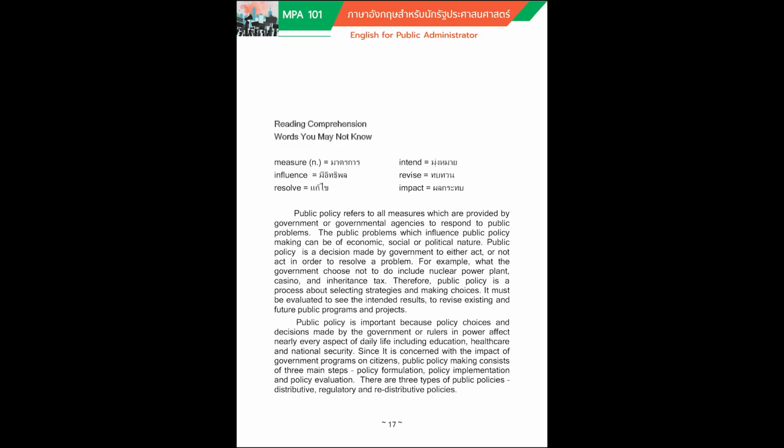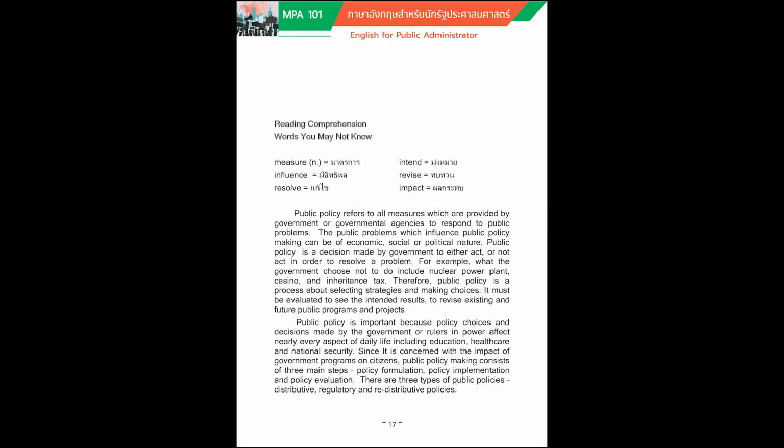It must be evaluated to see the intended results or revise existing and future public programs and projects. So the government has to check whether it is feasible. If not, then no permission is given. They say no, you can't put it here, put it somewhere else, because this is entertainment, which cannot be near hospitals or schools. It has to be far away in a public place.